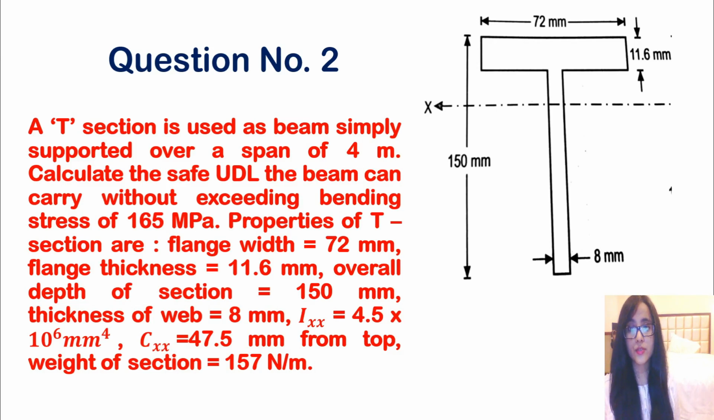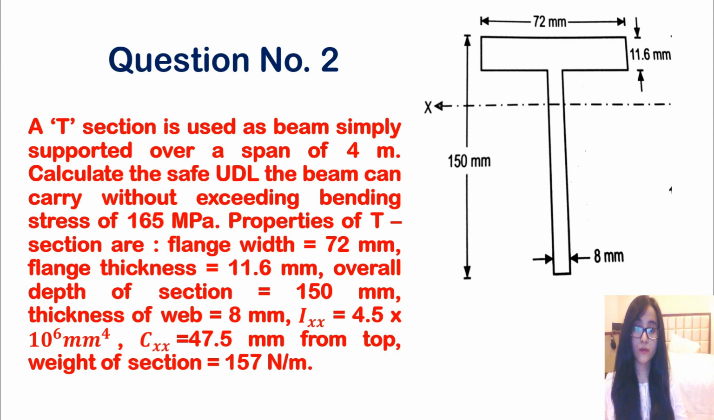A T section is used as a beam simply supported over a span of 4 meters. Calculate the safe UDL the beam can carry without exceeding a bending stress of 165 megapascal. Properties of the T section are: flange width 72 mm, flange thickness 11.6 mm, overall depth of the section 150 mm, thickness of the web 8 mm, and IXX, the moment of inertia about the XX axis, is given as 4.5 into 10 raised to power 6 mm raised to power 4. Then we have CXX, the distance from the top, given as 47.5 mm. Weight of the section is given as 157 newton per meter.